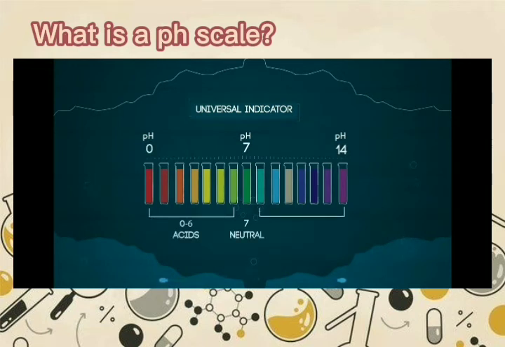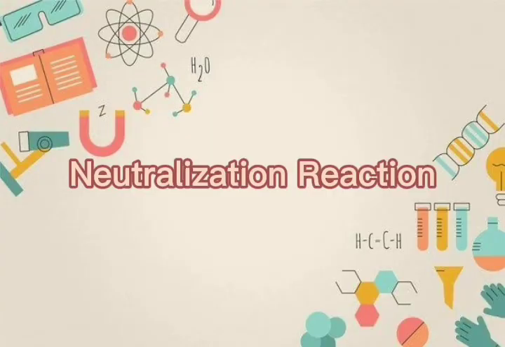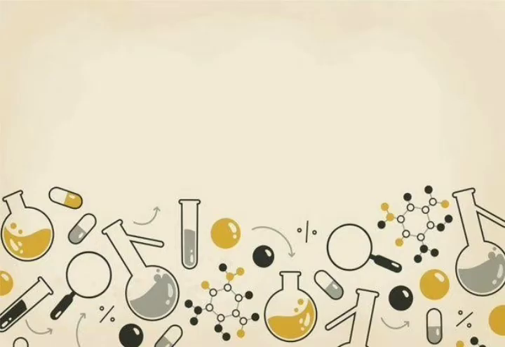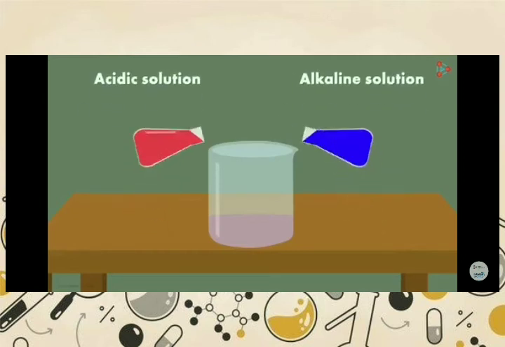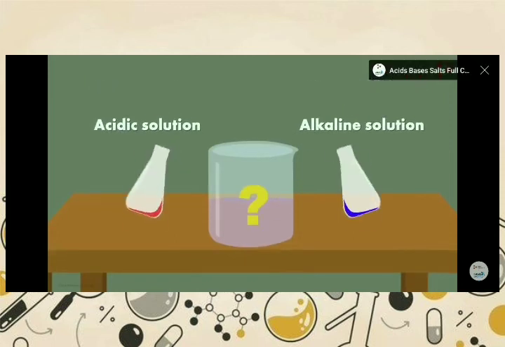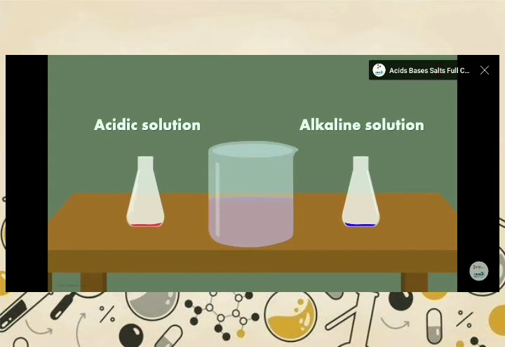Acids are from 0 to 6. For the neutralization reaction, let's watch this video. If we take two solutions, one acidic and the other alkaline, and mix them, what will be the result? By now, you should be able to answer that it will give us a salt, and water will be released as a byproduct. Now, does this happen every time?